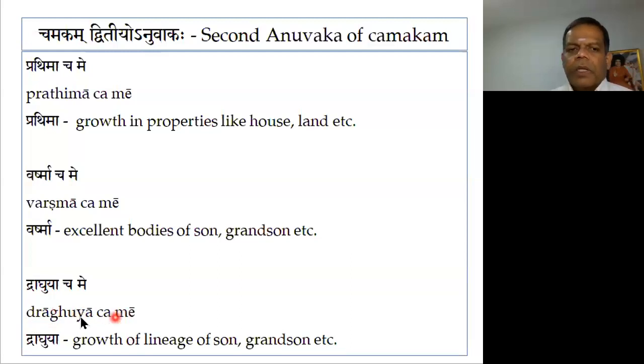Draghuyachame. In terms of pronunciation, the second letter is ghu. This ghu is the fourth letter in the kavarga, so it has to be aspirated. Mahaprana. Draghuyachame. Pay attention to that, so that the ghu is chanted or spoken with some extra air.